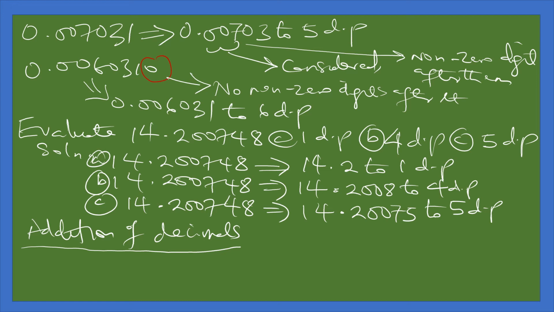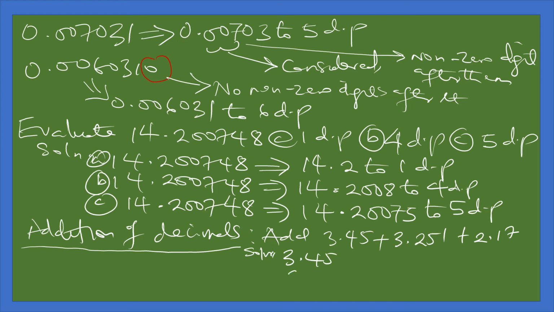So let's look at this question. Add 3.45 plus 3.251 plus 2.17. Very easy, as easy as ABCD. Solution. How do you solve things like this? 3.45, they said 3.251, and then you have 2.17. Very simple.